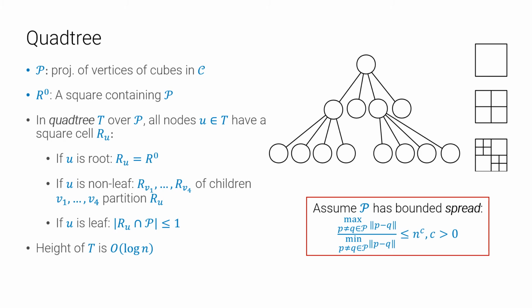For the purposes of this talk, we will assume that the projections of the cubes' vertices have so-called bounded spread, which is to say that the ratio of the distance between the farthest pair of points and the closest pair of points is polynomially bounded in n, the number of cubes. With this assumption, we have that the quad tree has height log n. Now, before we discuss how to use this quad tree T during our algorithm, we next introduce some useful terminology.